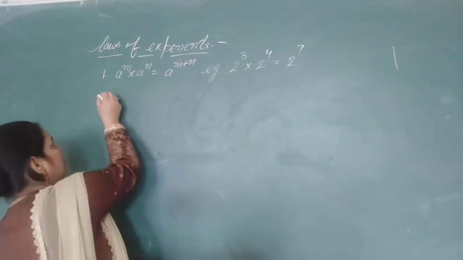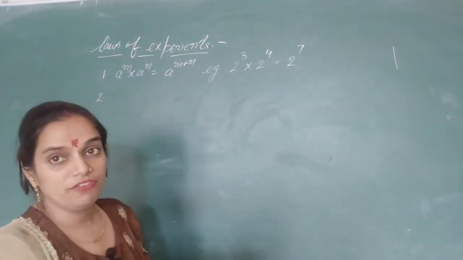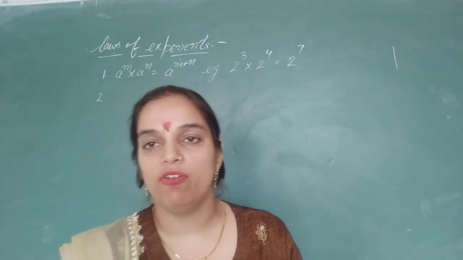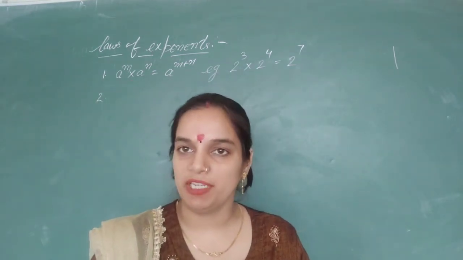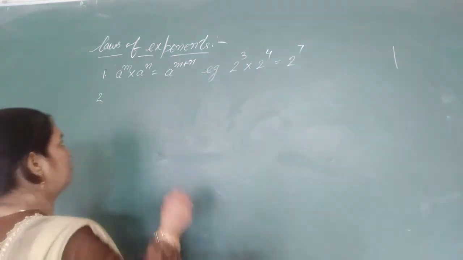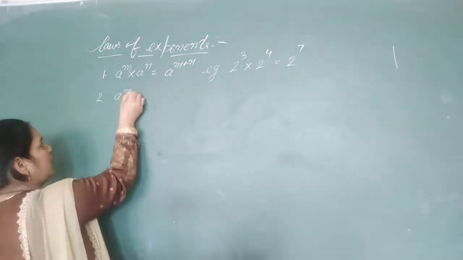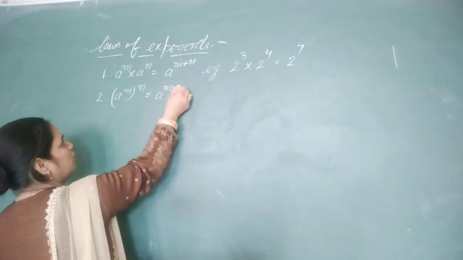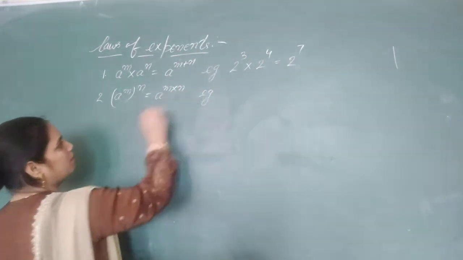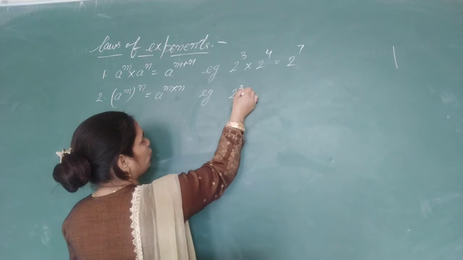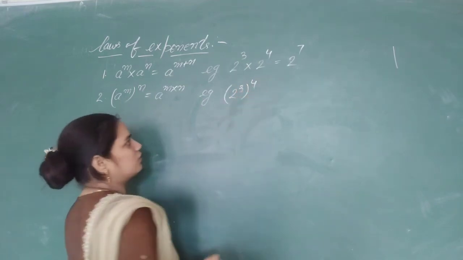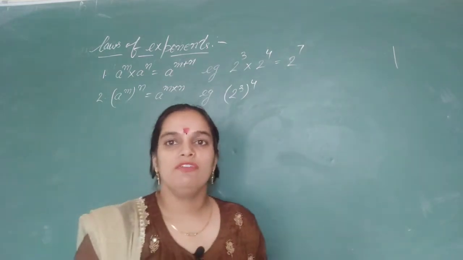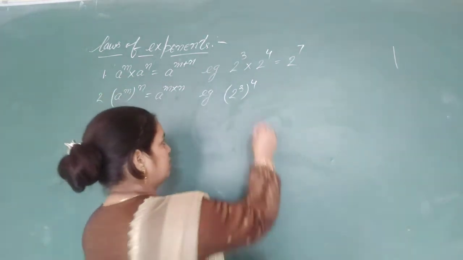Our second law is, if we have power of power, then we will multiply both the powers. Look here. If we have power of power, then we will multiply both the powers. For example, if we have 2 raised to the power 3 and whole power 4, we will multiply both the powers.